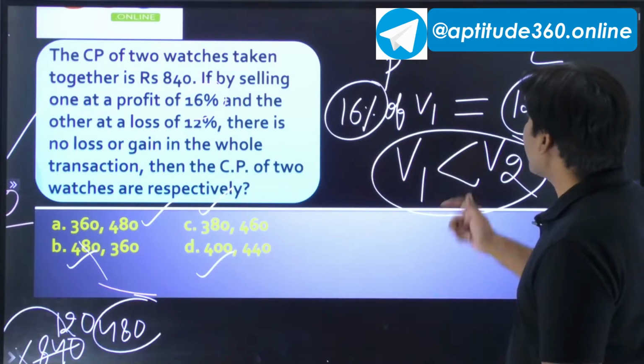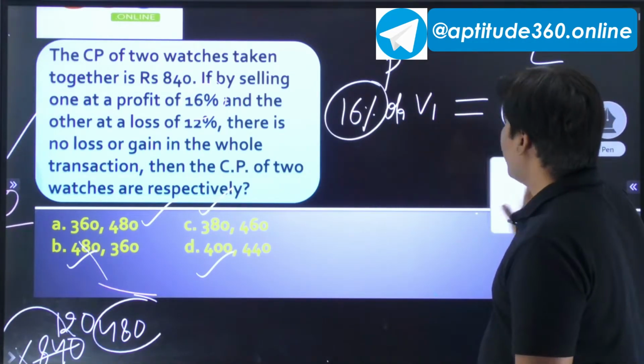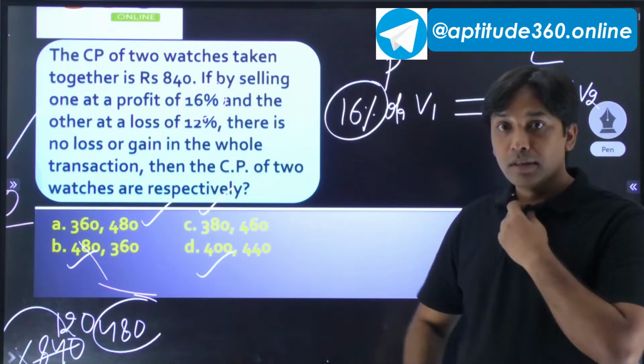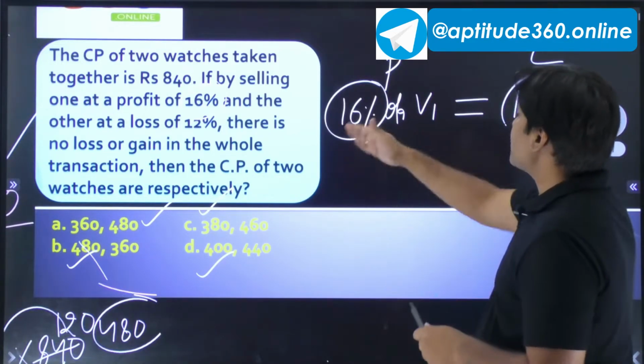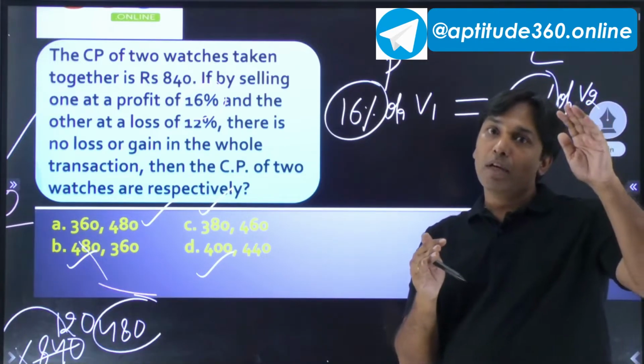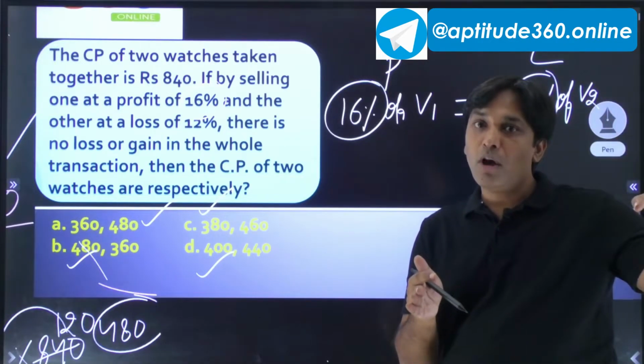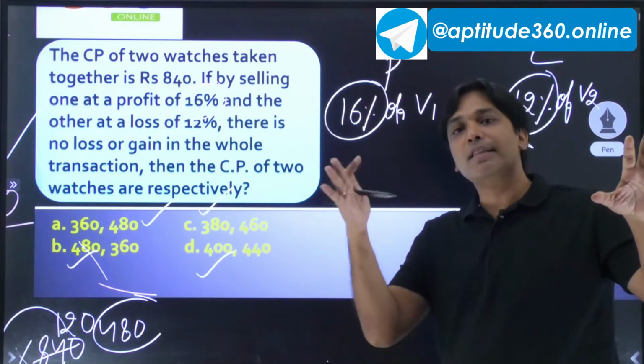So now what will I do here? One I have eliminated. You understand this? So what did I say? 16% of a value will have to be equal to 12% of the second value. Obviously second value will have to be bigger than the first value.